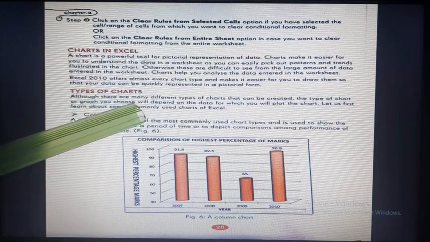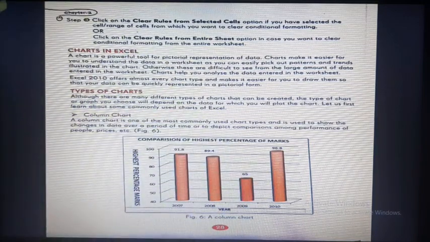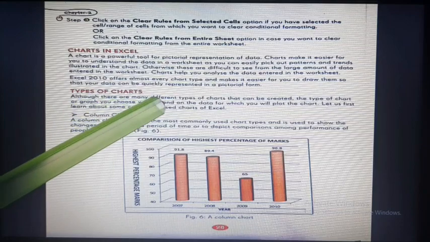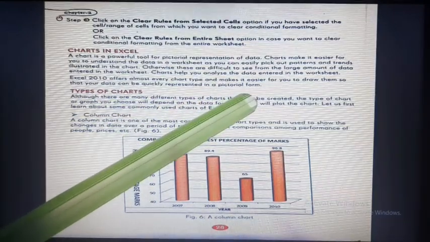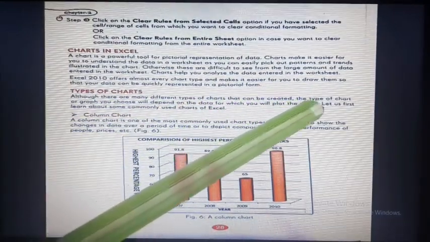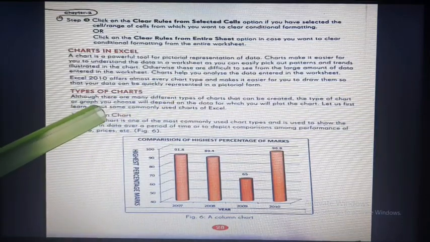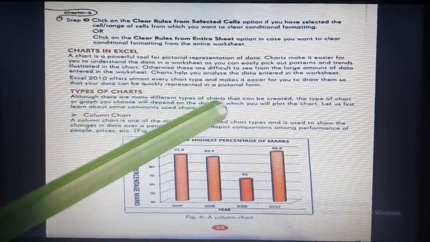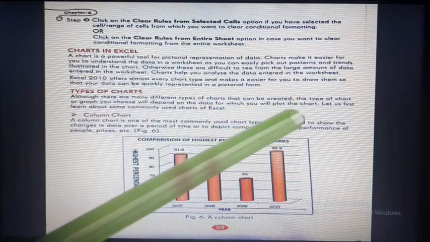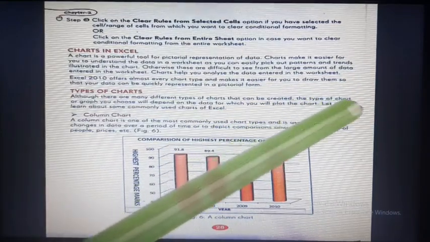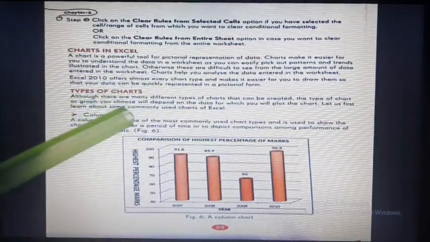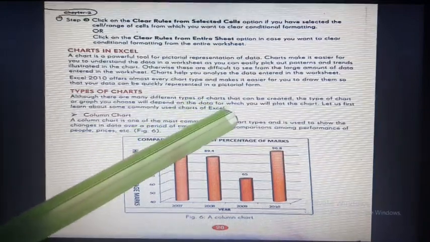Now types of chart. Now let's see what are the types of charts given here. Although there are many different types of charts, they can be created. The type of chart or graph you choose will depend on the data for which you will plot the chart. Let us first learn about some commonly used charts of Excel.